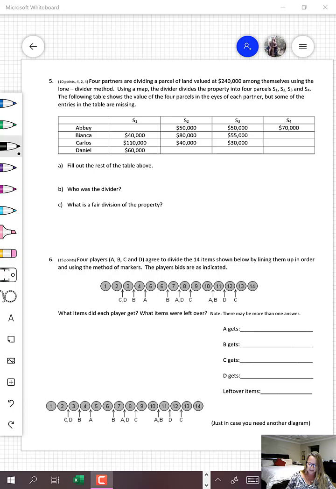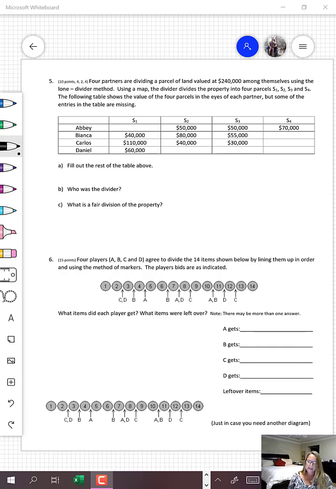So let's look at number 5. We have 4 partners dividing a parcel of land valued at $240,000 among themselves using the lone divider method. Using a map, the divider divides the property into 4 parcels, S sub 1, S sub 2, S sub 3, and S sub 4. The following table shows the value of the 4 parcels in the eyes of the partners, but some of the entries in the table are missing. So part A, we want to fill out the rest of the table above.